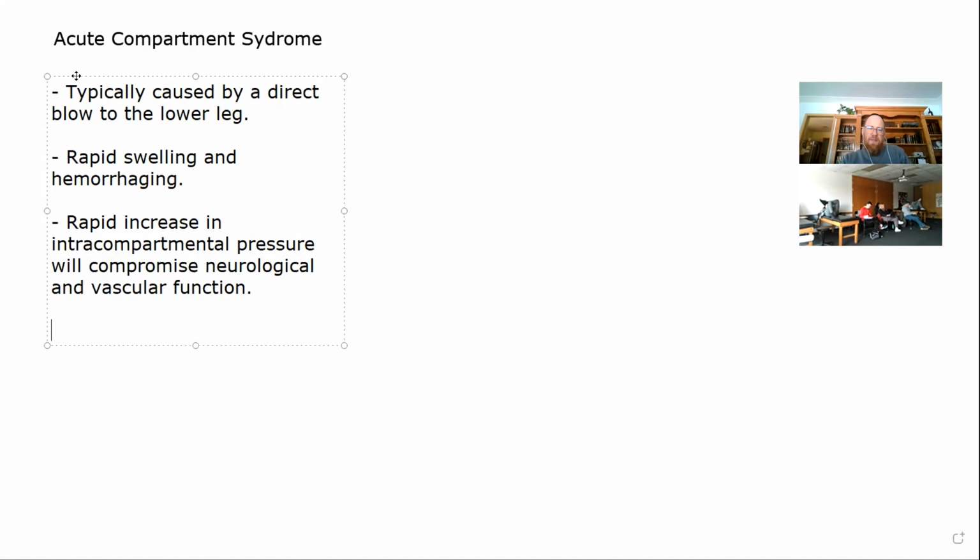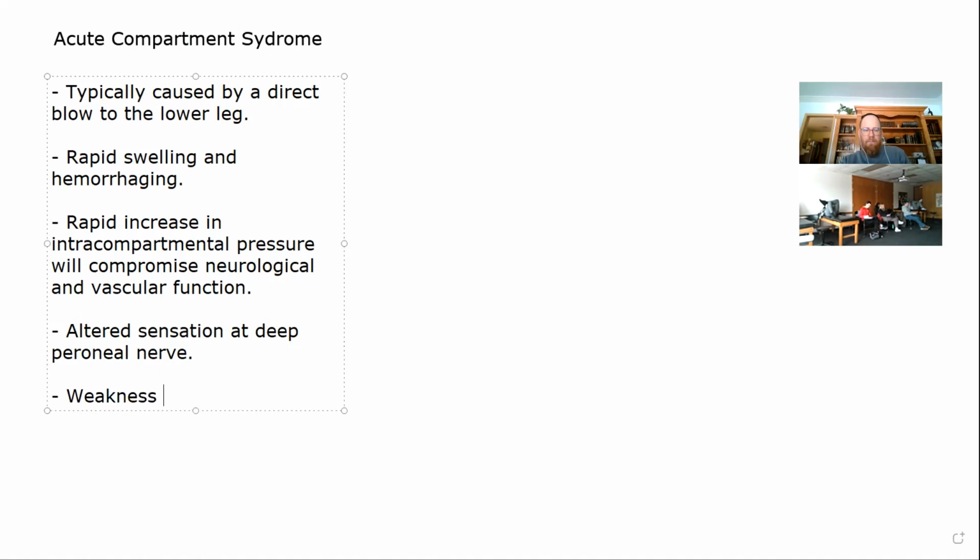If someone has acute compartment syndrome, and I'll show you a clip in a second, what are we going to likely notice if they've got impaired neurovascular function? They'll have altered sensation at the deep peroneal nerve, weakness at the foot, and possibly diminished dorsalis pedis pulses.